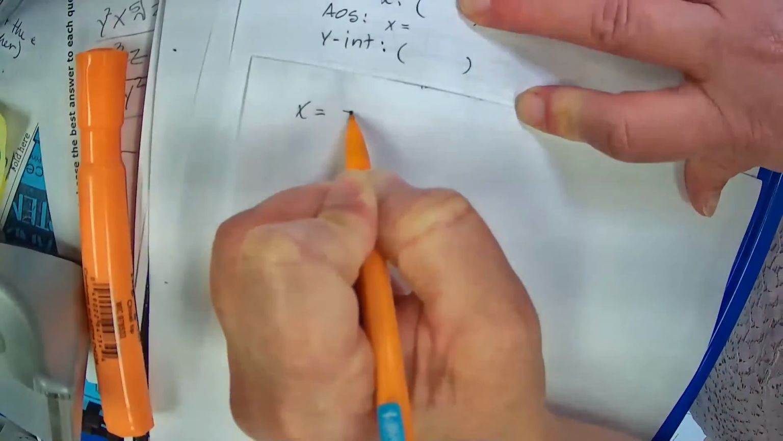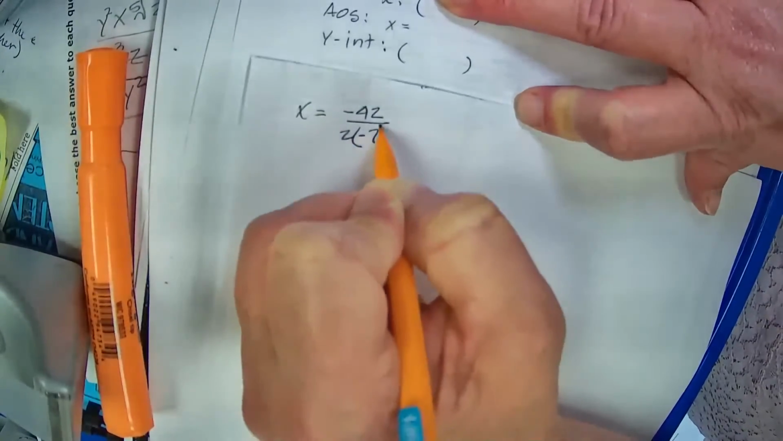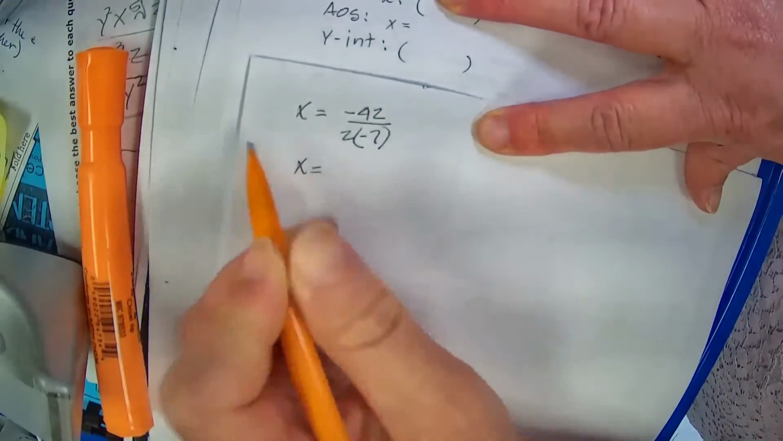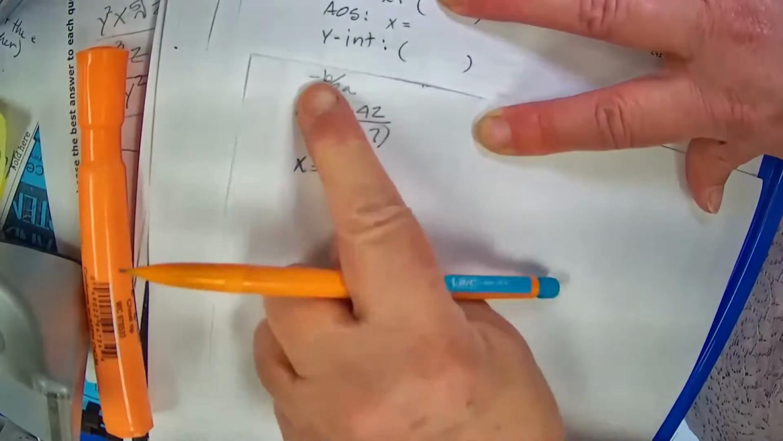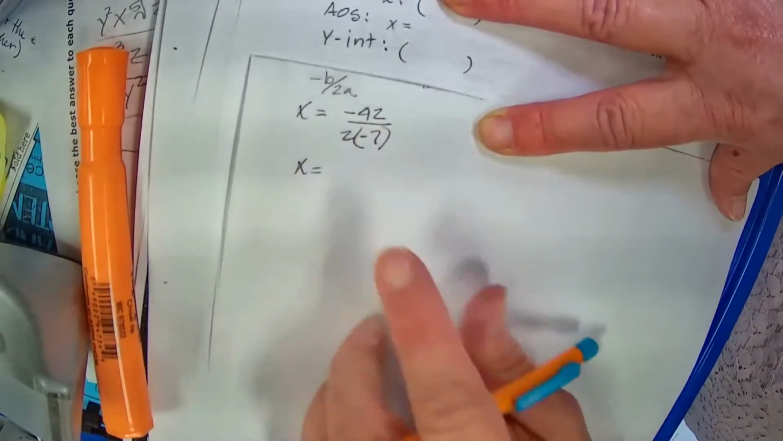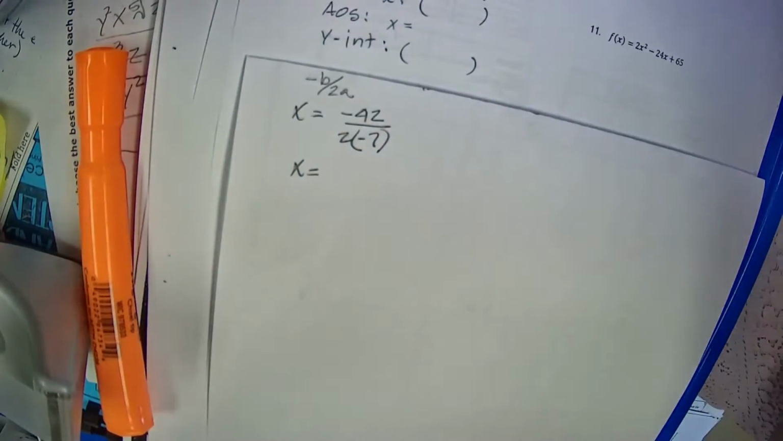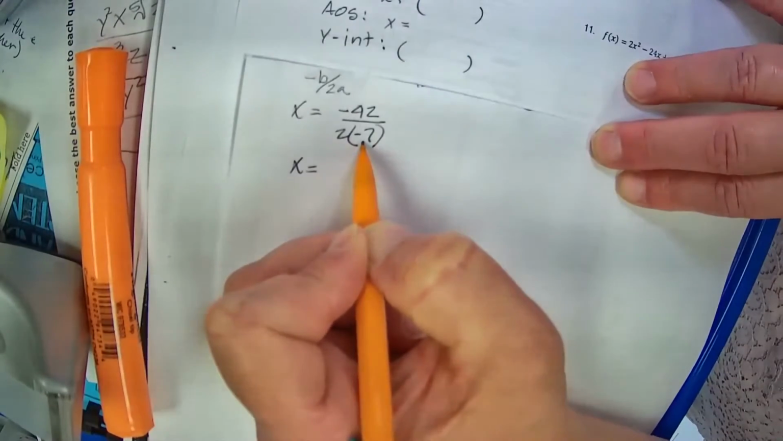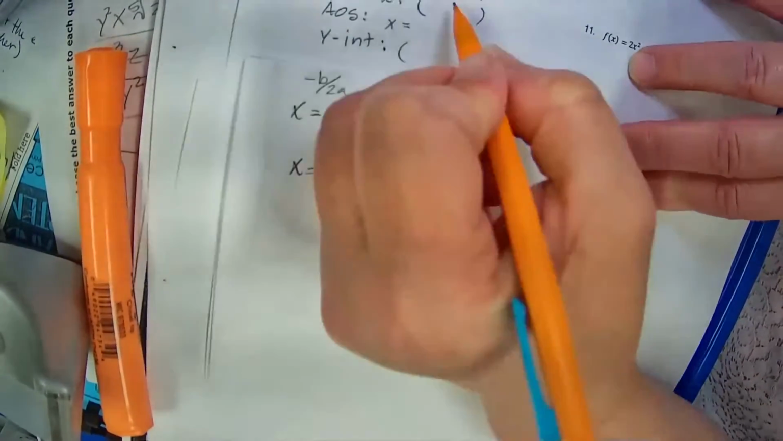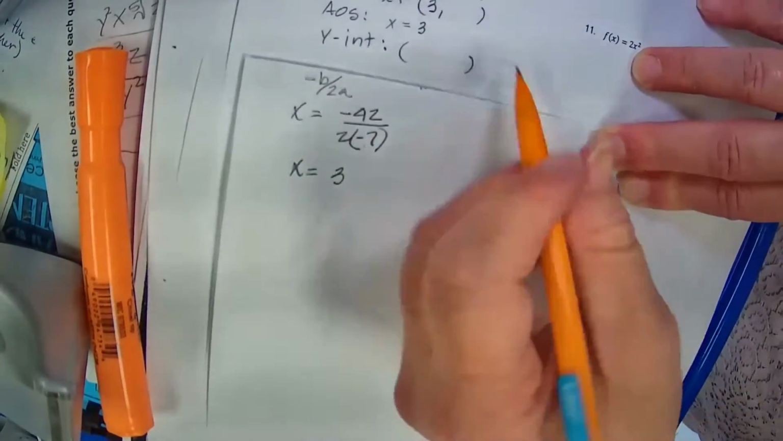All right, so x equals opposite of b, which is negative 42, over 2 times negative 7. Okay, well, the formula says negative b over 2a, so you have to change the sign on the 42. Okay, so 42 divided by 14. Negative 14, it is, you're right. A negative divided by a negative is a positive, so it should be 3. So we've got x equals 3 for our axis of symmetry.